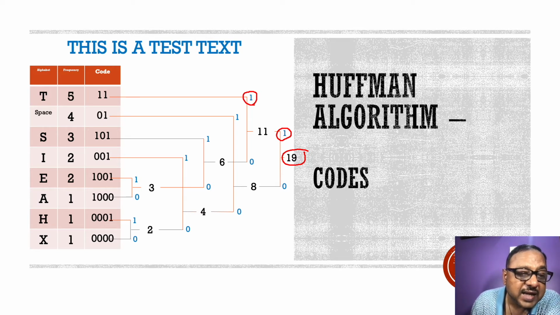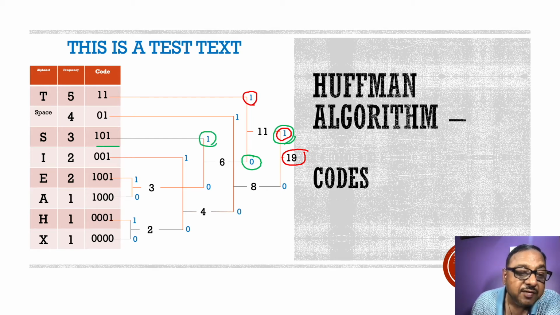Let's take for the example S. So S, you notice that this is the path. So let's use a different color. So for S, we are doing it for S now. So I go to the root node. I find a 1 here. Then I come here. Then I find a 0 on my path. Then I go here and I find a 1 on my path. So S will be encoded as 101.